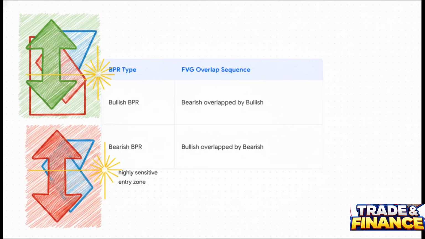Let's break down the candlestick anatomy for this. For a bullish BPR, you'll first see a bearish FVG, representing heavy selling, which is then immediately overlapped by a bullish FVG as the buyers surge right back in. A bearish BPR is literally just the exact inverse of that, a bullish FVG overlapped by a bearish FVG on the way down. The absolute crucial takeaway here is that the exact horizontal intersection of these two gaps, not just the broad general area, but that precise shared overlap, is your highly sensitive entry zone.